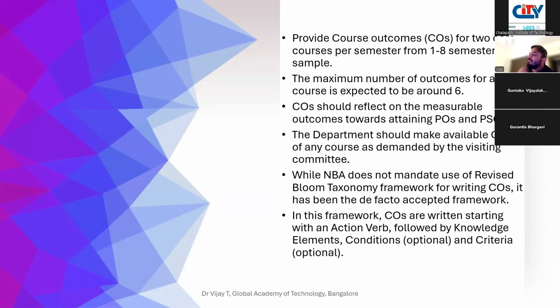So whenever the committee comes, it is not that only the courses you have reflected in the SAR will be asked.